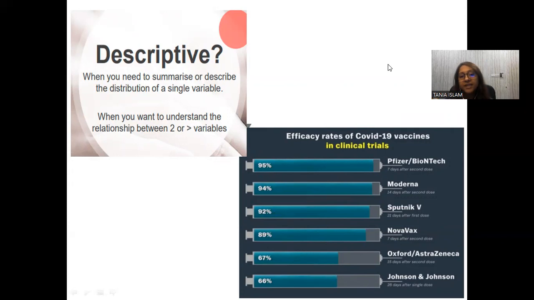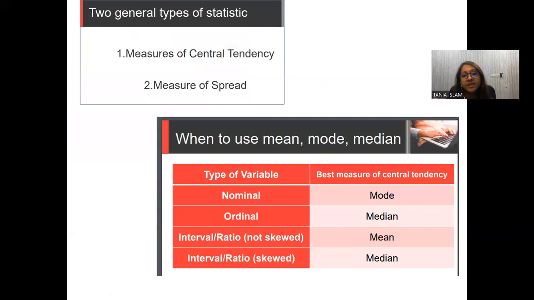Okay, simple, anything like in your study, how many male, female, how many people of different ethnicity are there, how many cancer patients there are, something like that, very simple. There are two general types of statistics we do in basic descriptive statistics. One is the measure of central tendency, that is mean, mode, median, and the measure of spread like standard deviation and other things.